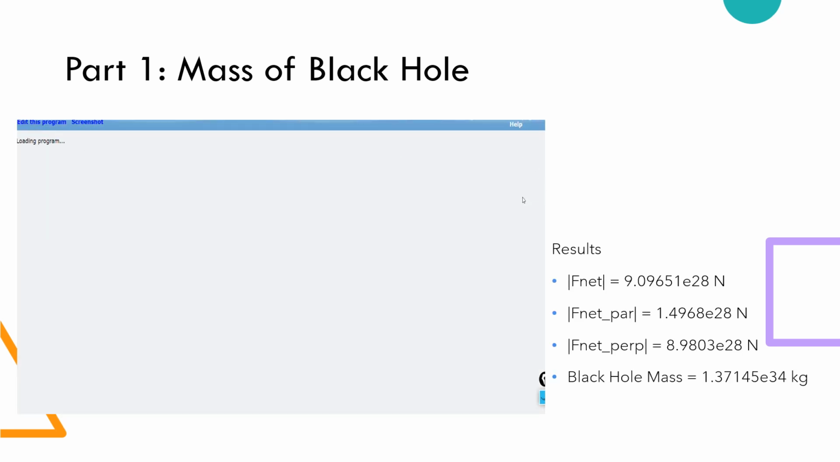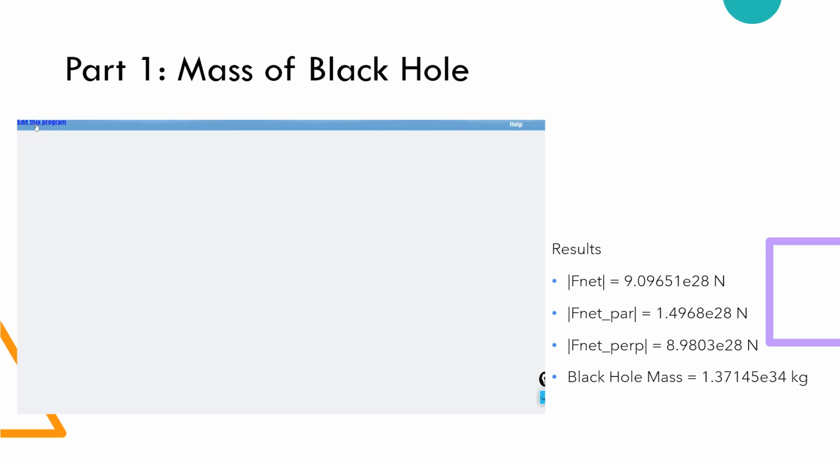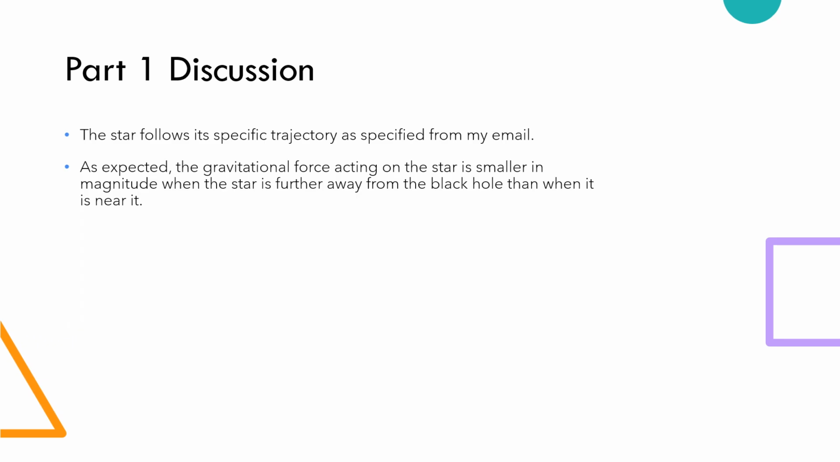The black hole mass found is 1.37145 times 10 to the power 34 kg, and the magnitude of F net is as shown. The star follows a specific trajectory as specified from my email, and as expected and also seen from the arrows, the gravitational force acting on the star is smaller in magnitude when the star is further away from the black hole than when it is near it.